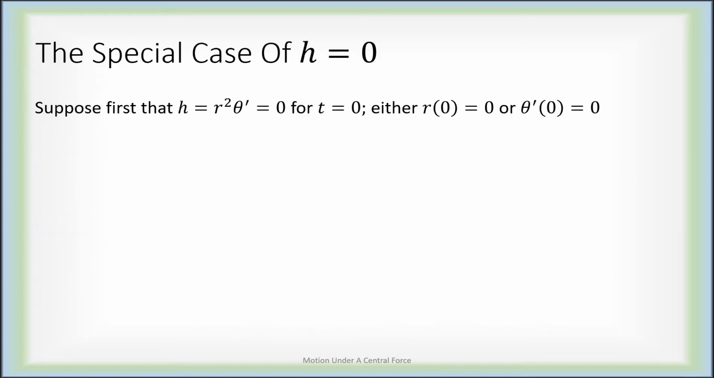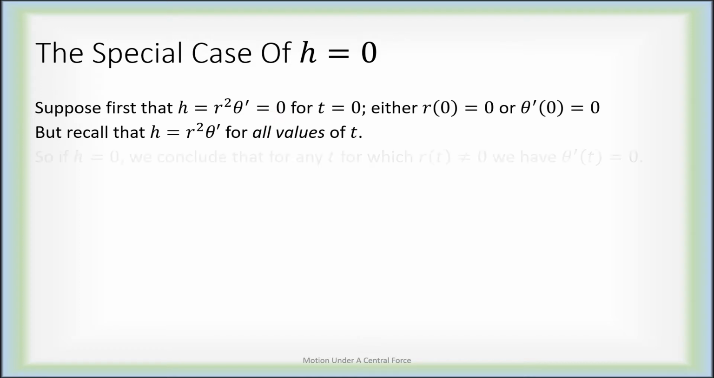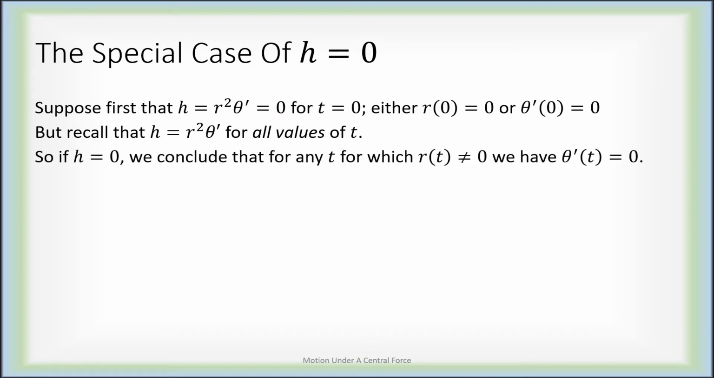So this constant h is a pretty important thing that we should study. Let's first consider what if h is 0. Now h, remember, was r squared theta prime. If it's 0, it's always 0, and if it's 0 at t equals 0, we conclude either r squared is 0 or theta prime is 0. So either r of 0 is 0 or theta prime of 0 is 0. But remember, it wasn't just this constant for one value of t, it's the same constant for all values of t. So if h is 0, then for any time t, either r is 0 or theta prime is 0. So if r isn't 0, theta prime must be.